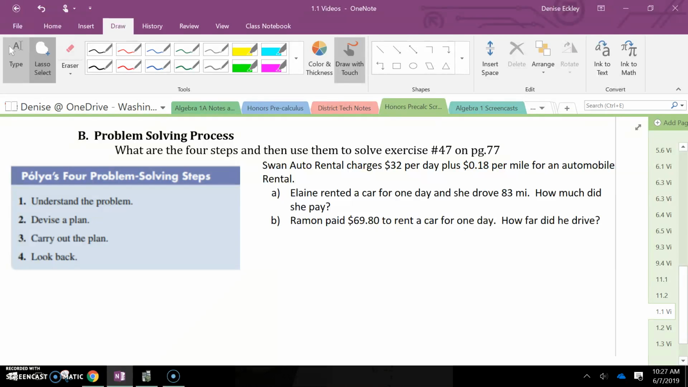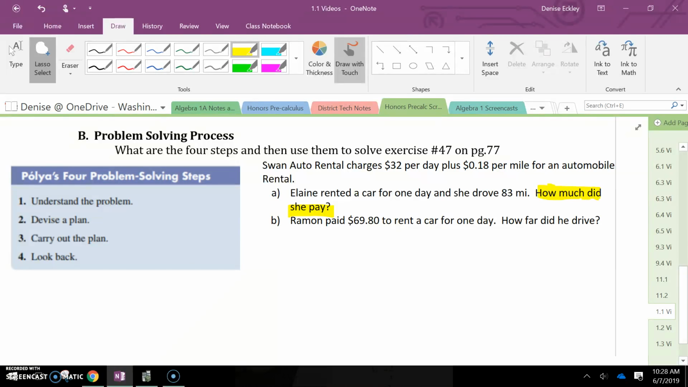So understanding the problem, first we want to make sure that this one's pretty basic, but the idea is, do you understand what we're asked to find? In this case, we're asked to find how much did Elaine pay for 1 day. Next, we have to figure out a plan to solve this. So one way we could do it is to write an equation because it's linear. It's a constant rate of 18 cents per mile, and we know how many miles she drove, so we could do that.